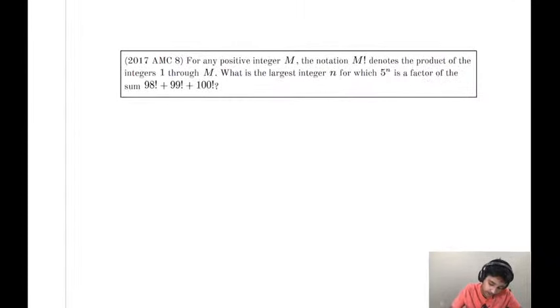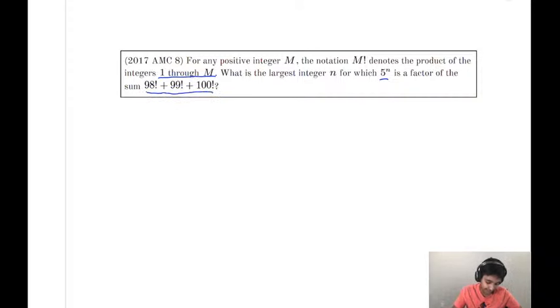For any positive integer m, factorial denotes the positive product of the numbers from 1 through m. And we covered this in the combinatorics class, if you remember. But now we're going to use this in a number theory context. What is the largest integer n for which 5 to the n is a factor of the sum 98 factorial plus 99 factorial plus 100 factorial?